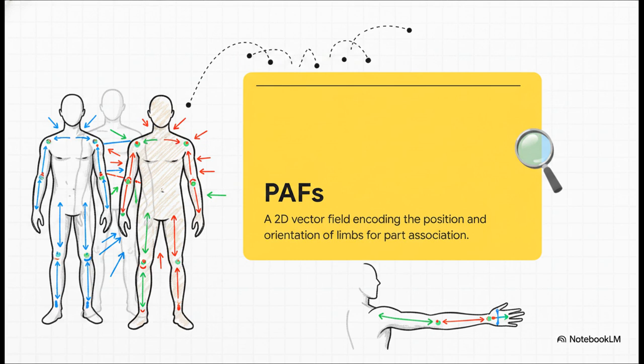And how exactly does it connect those dots? It uses part affinity fields, or PAFs. This right here is the absolute secret sauce of OpenPose. A PAF is essentially a 2D vector field. You can think of them as directional arrows that encode not just where a limb is, but its physical orientation.